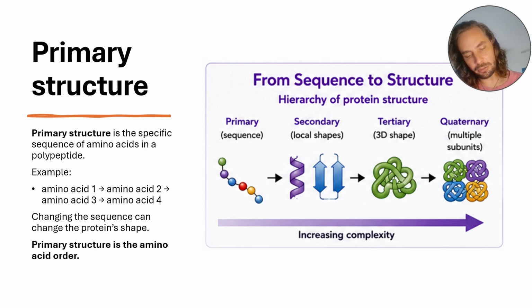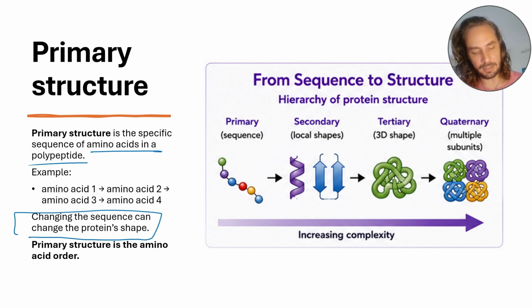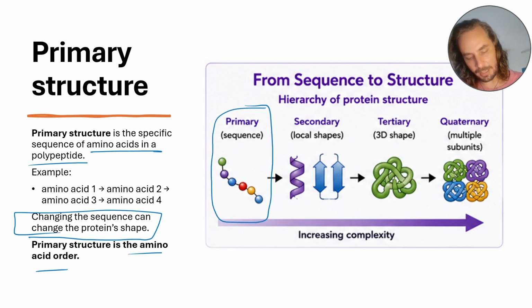The primary structure is the specific sequence of amino acids in a polypeptide. Now, amino acid 1, 2, 3, 4. Now changing the sequence can change the protein's shape. So the primary structure is the amino acid order. Here we can see the primary structure. That is the very first sequence. And as the interactions start happening, the protein becomes more and more complex.